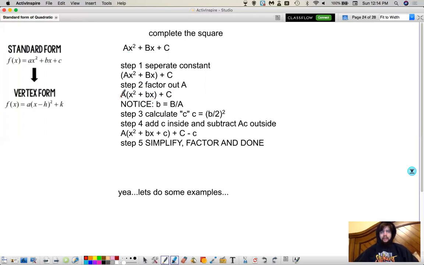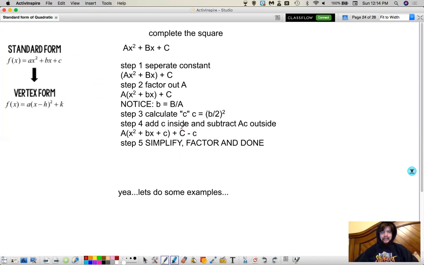And we get a times x squared plus, notice that's a little b, that's not a typo, x plus c. And I just made little b equal b over a, whatever that is. If a is 1, little b is big B, doesn't matter. Now this will be a lot clearer whenever we start doing them in the next slide. Then we've got to figure out what little c is. Now remember, for completing the square, we need b over 2 squared to be c. So that's what we need to do.